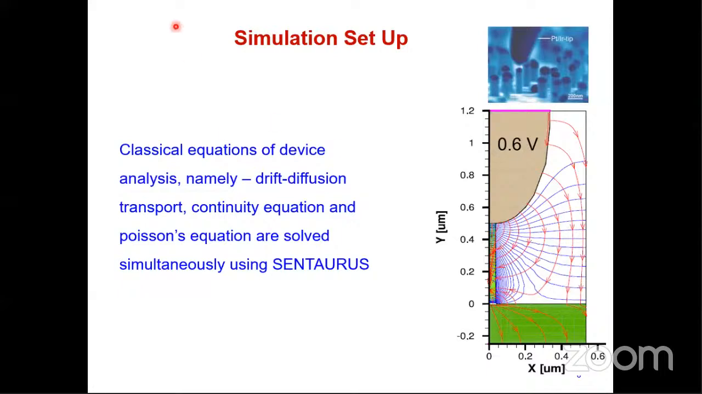So these are the equations. There will be two equations for transport, one for holes, another for electrons. Two continuity equations, one for holes, another for electrons. And then there will be Poisson's equation, or Gauss law. These are solved simultaneously using Sentaurus software, and that is how you are getting these kind of field pictures.